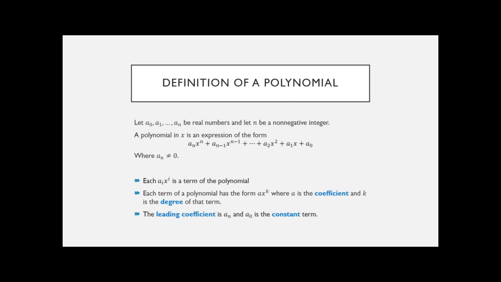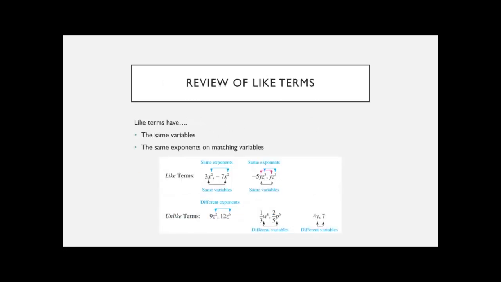So everything that's separated by a plus is called a term. The numbers in front of the variables are called coefficients. The exponent is called the degree. And then the highest exponent term, which goes first, is called the leading term. The number is called the leading coefficient. And then the one that doesn't have a number is called the constant. So that's just briefly what a polynomial is.